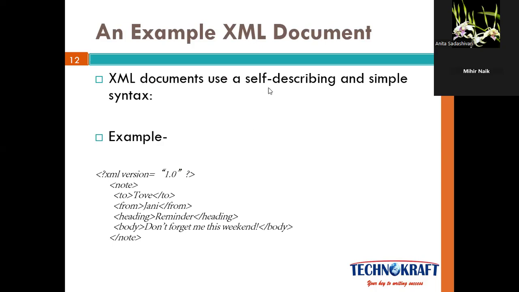XML documents use a self-describing and simple syntax. For example, you always should start with the XML version 1.0. Okay, this is how you have to start. Like you open doc type HTML, similarly, you have to give this tag when you're opening an XML program.